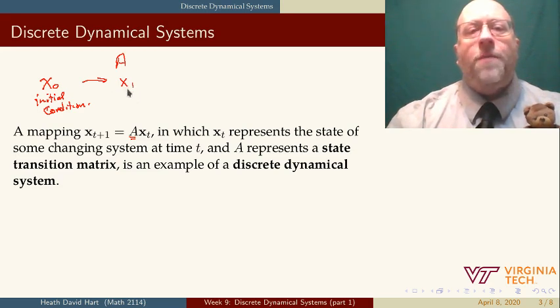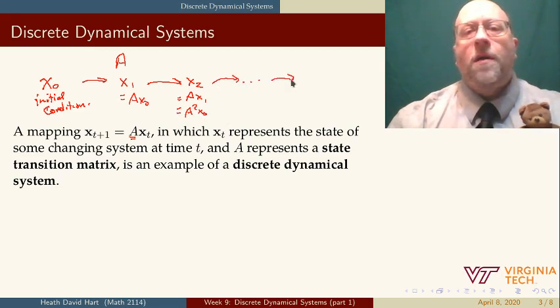So x1 would be one time period later, and we just multiplied A times x naught to get that time period. X2 would be 2 of these time periods later, but that's just A times x1 or A squared times x naught, and so on and so forth. And so at any given time t, we get A times x at t minus 1, but that's the same thing as A raised to the t power times x naught.